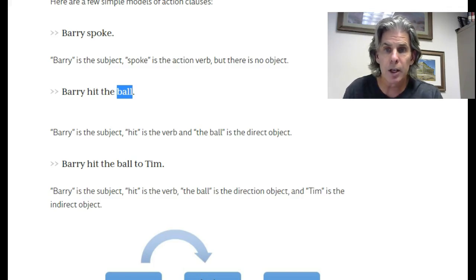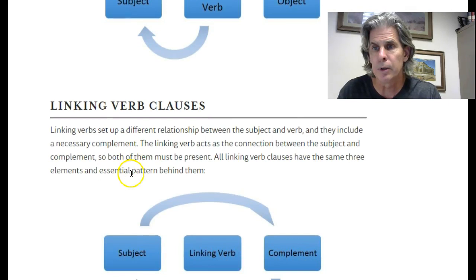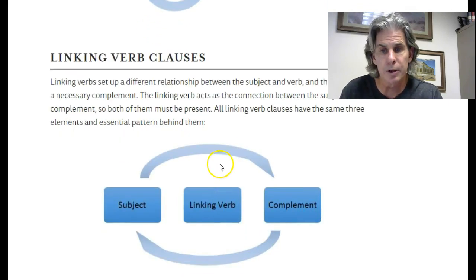Barry hit the ball to Tim. That gets into indirect objects and all that kind of stuff. That gets a little bit involved. Linking verbs work a little bit differently.